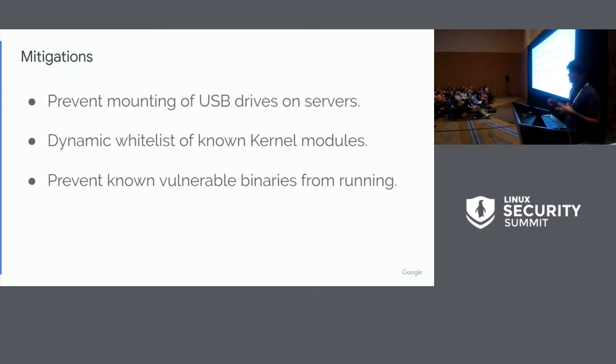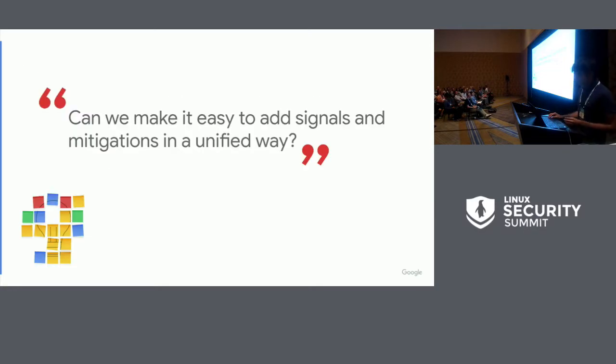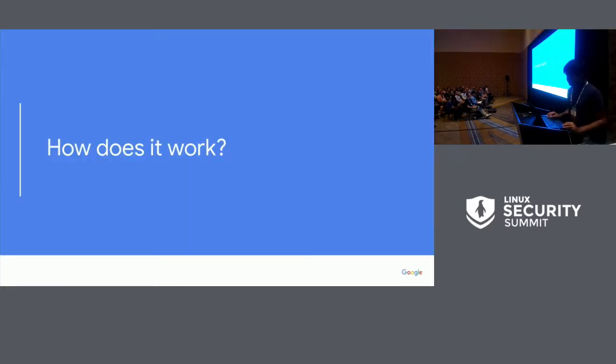That's the nature of binaries. Binaries need to be recompiled, they need to be recertified or made sure, and there's a release process involved here. And you have your own concrete release process for deploying these policies. The key thing to take away from here is that whitelisting and blacklisting can be very dynamic in nature, and we want to enable and facilitate that. And this is the core of the motivation here. Can we make it easy to add signals and mitigations in a unified way via a single API?